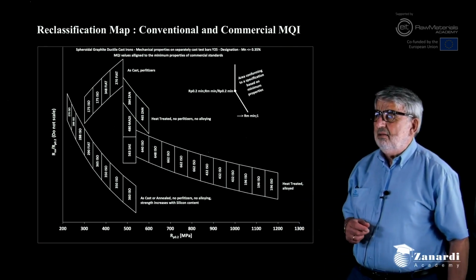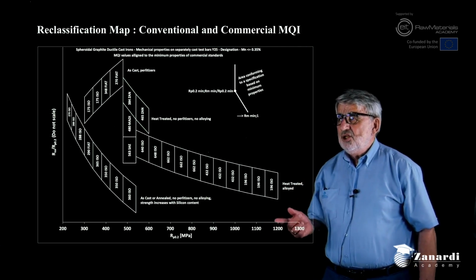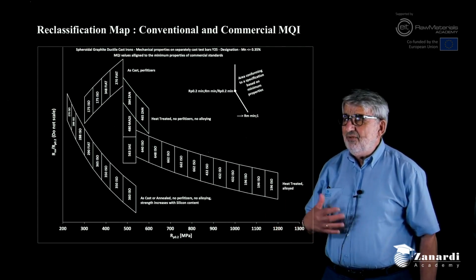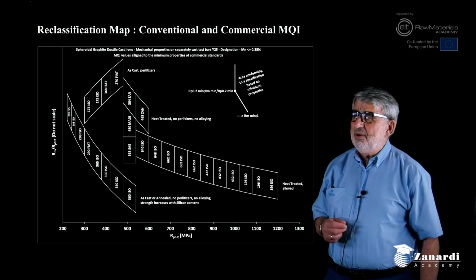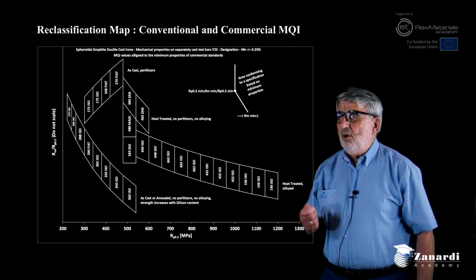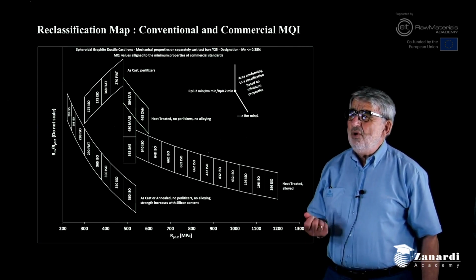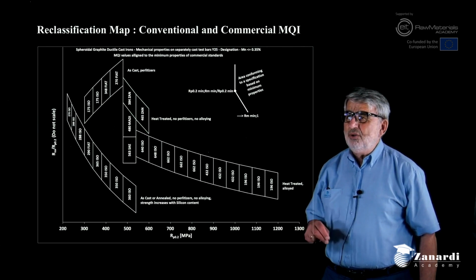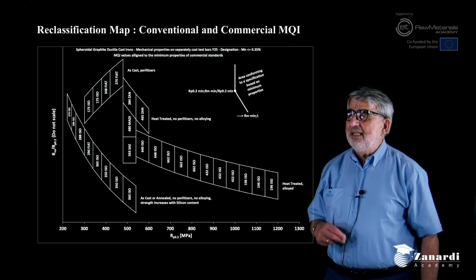On this second slide you see the same map, showing of course as before the different processes, but instead of writing the designation of the material, they are reporting the material quality index that we find in the minimum properties of both the international standards and commercial standards that are on the market.